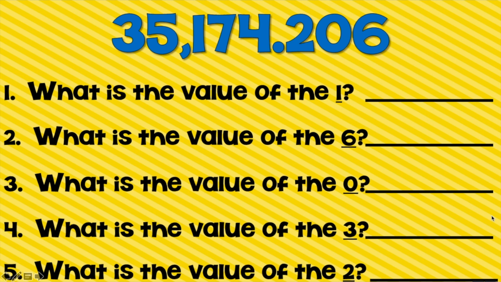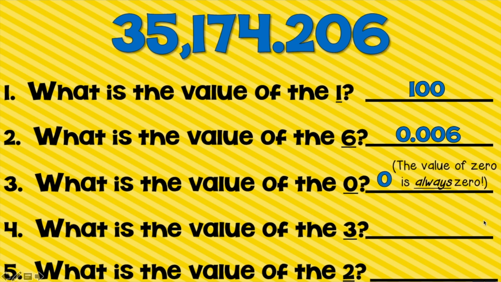All right, so if you weren't sure about that one and you needed my help just to get some examples, at least try this one by yourself. So now we have 35,174.206. So try and figure out the value of each of these numbers that are underlined for each one. The value of the 1 is 100. Value of the 6 is 6/1000ths. Not 6,000, 6/1000ths. The value of 0 is always 0. The value of the 3 is 30,000. And the value of the 2 is 2/10ths.